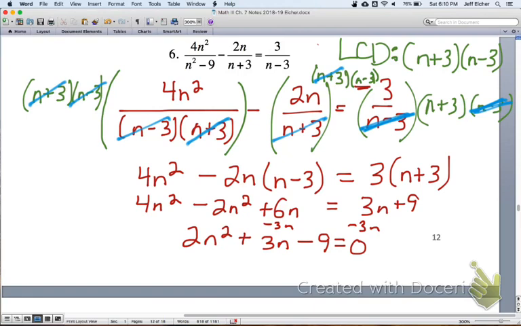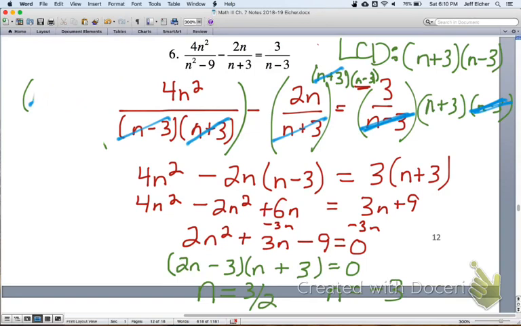Let's see if this is factorable. There's not too many factors to try. So we know it's a 2n times an n. And we'll try a 3 times 3 for 9. We'll make this one a negative, and this one's a positive. And that looks like it's the correct factorization. So solving from there, we get n equals 3 over 2, and n equals negative 3.